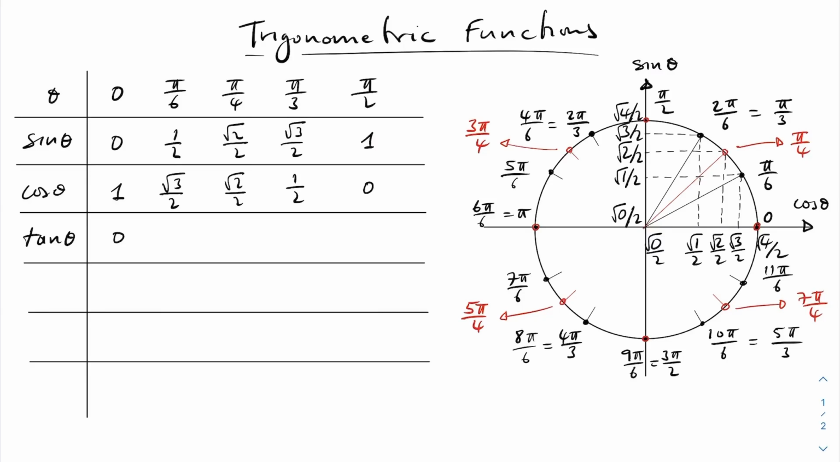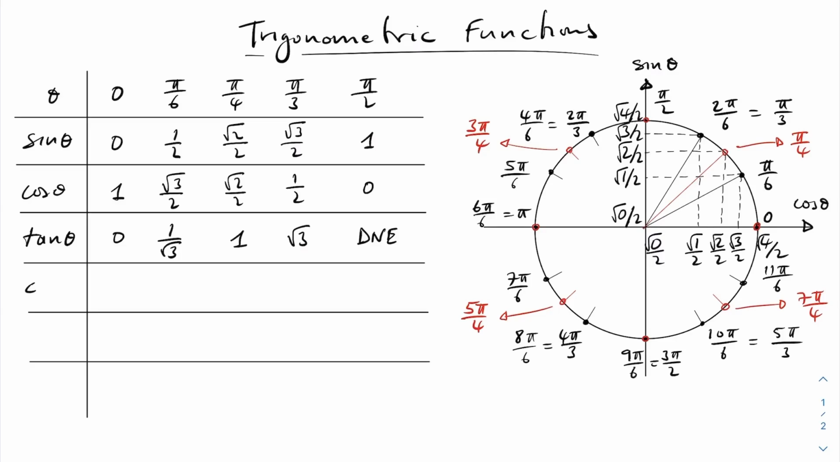Since the 2 and 2 are going to cancel, all you're going to have is 1 over the square root of 3. Tangent of pi over 4 is going to be 1, because that's the square root of 2 over 2 divided by the square root of 2 over 2, same number. Tangent of pi over 3 is going to be the square root of 3, because the 2 would cancel here, and you're going to get square root of 3 over 1. And finally, the tangent of pi over 2 is going to be 1 over 0, which doesn't exist because you can't divide a number by 0.